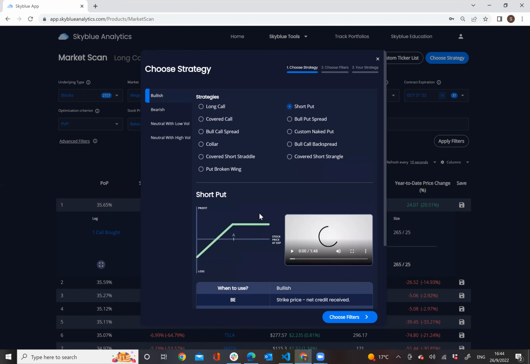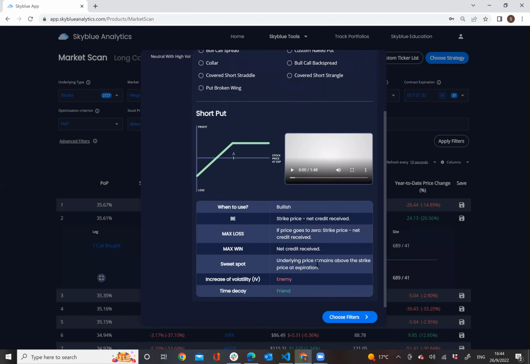Okay. The short put. With this, we are going to finish this webinar unless there are some questions. When to use? When you are bullish. The break-even price is the strike price minus the net credit received. So it would be this point here in the chart. The max loss is when the stock goes to zero. So let's say that you receive $1 and the strike price was $100. Well, the max loss is $99 per contract, which is a lot. And the max win is the credit received.